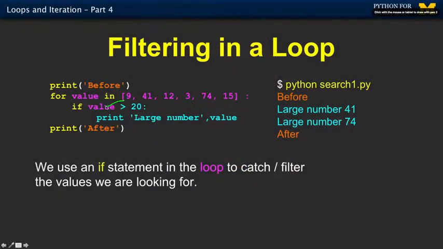And so value is going to be 9, and that's false, so it doesn't do anything. Value's 41, that's true, so it prints out this. Value's 12, so it does nothing. Value's 3, it does nothing. Value's 74, and so it prints this out. Value's 15, so that's false. It's done. Now the for loop knows, oh, we're done. Go on to the next line.